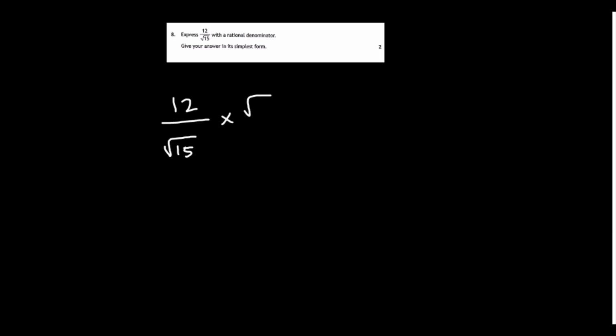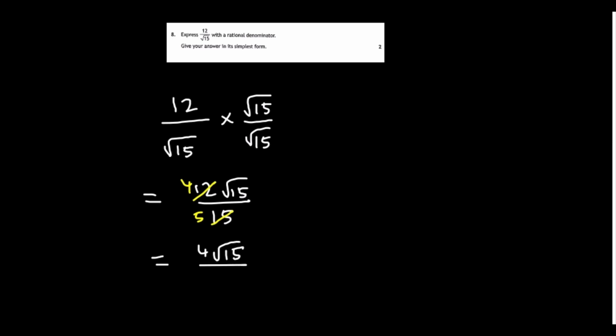So we just times by root 15 over root 15. And that becomes 12 root 15 over 15. And then we just simplify 12 over 15. So we can cancel out a common factor of 3. So that becomes 4, that becomes 5. And that results in 4 root 15 over 5.